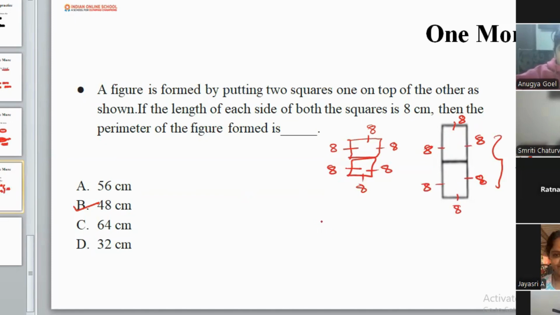Now, is anybody having any confusion? Any doubt? Anyone?